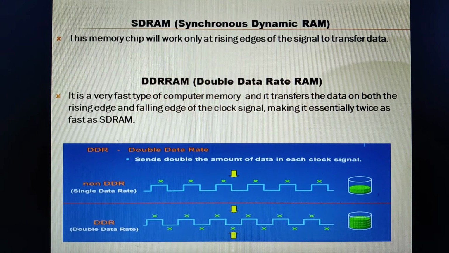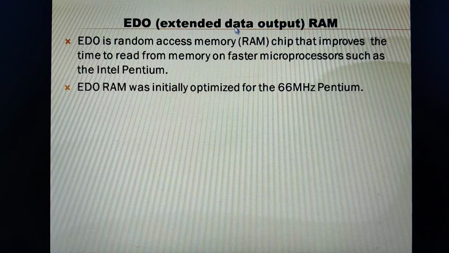We have another type of random access memory, EDO, that is extended data output. This extended data output is a kind of random access memory that helps improve the time to read the information from the memory onto faster microprocessors such as Intel Pentium. The greater the data transfer rate between your random access memory and the processor, the faster your processor will execute instructions. The faster your CPU executes instructions, the more the performance of your computer system will increase.